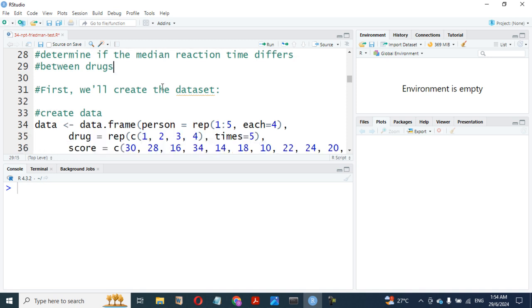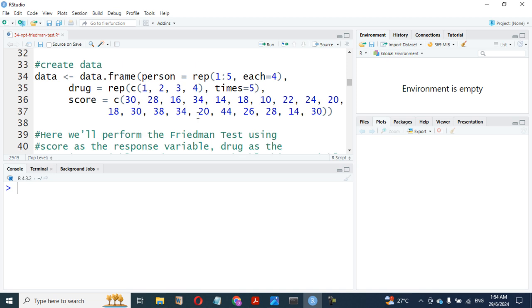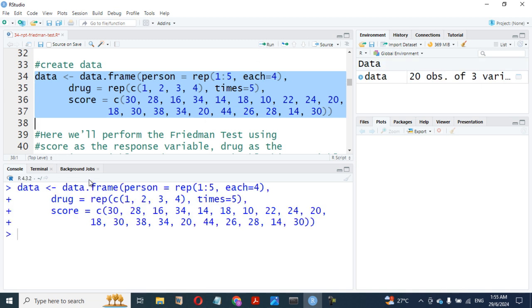So we want to create the data set first. This is the data set we wanted to create, and it's very simple. Person 1 to 5, repeated 4 times. Then we have the drugs 1 to 4, times 5. Then we have the scores, which is 20 values. So we can run this line of code, and we have our data here.